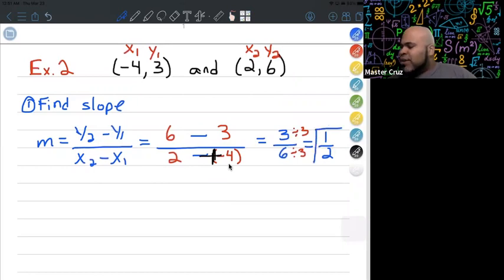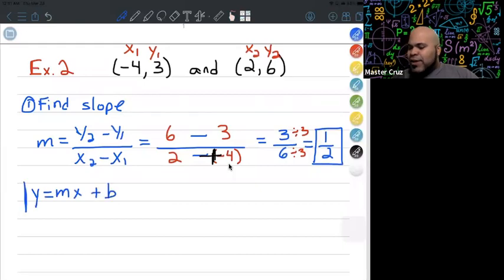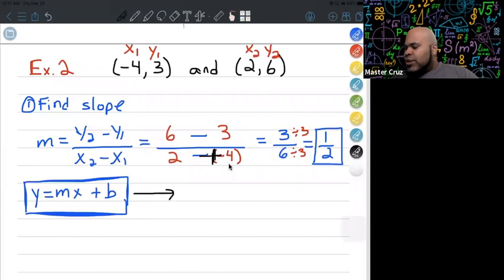So I just found out that my slope is 1/2, which means I can start writing my equation. My final answer, which needs to look like y equals mx plus b, remember that, that's how the final answer needs to look like. I can already start writing it over here as y equals 1/2 x, but I don't know b. So I have to find out b. How can I find out b?